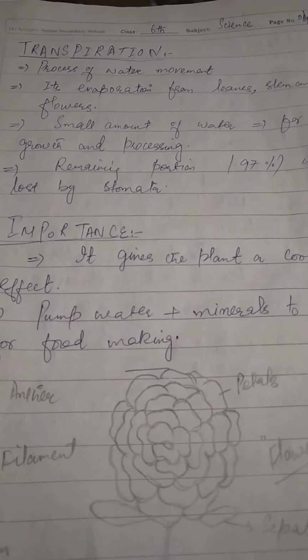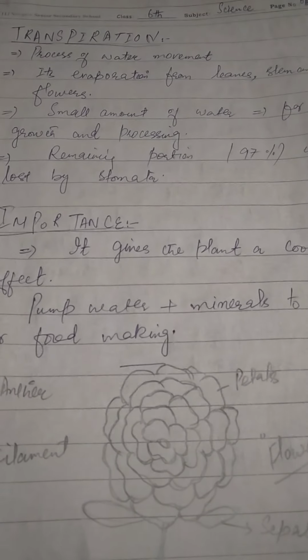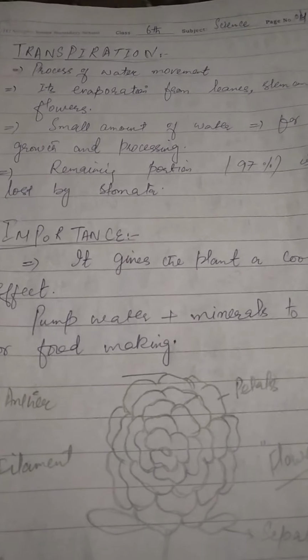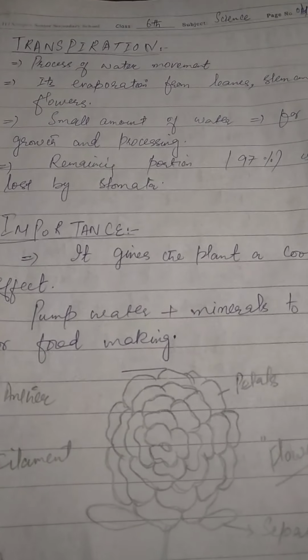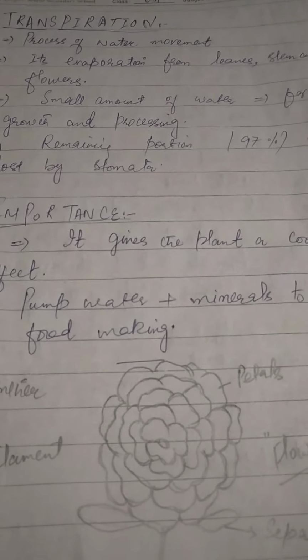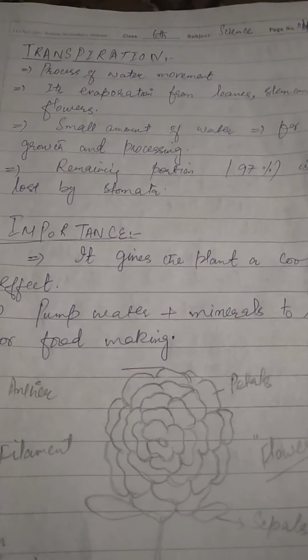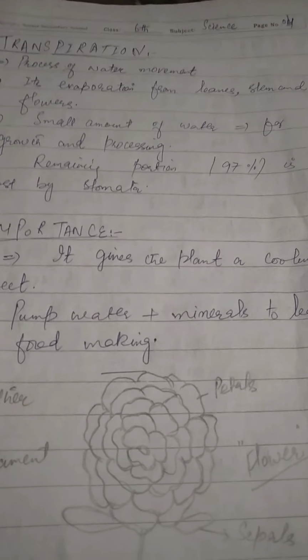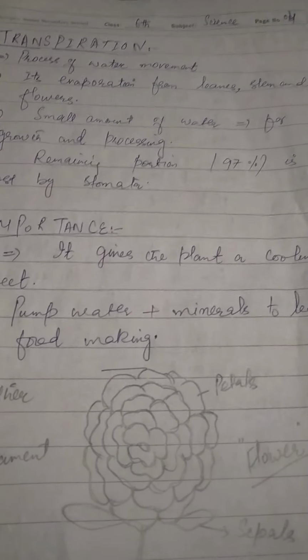Why is it done? As you may be knowing that a small amount of water is used in plants for their growth and development, or we can say for their processing. And the remaining 97% is lost by stomata. This process is called transpiration.